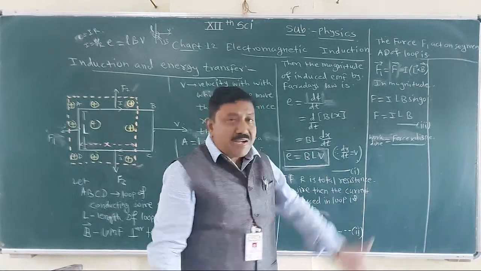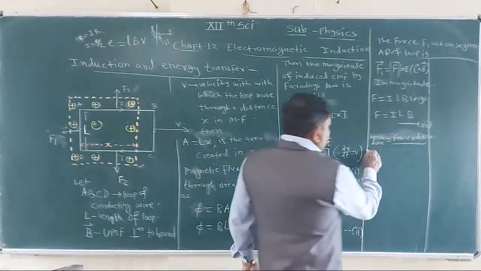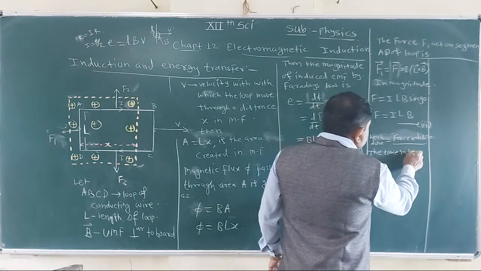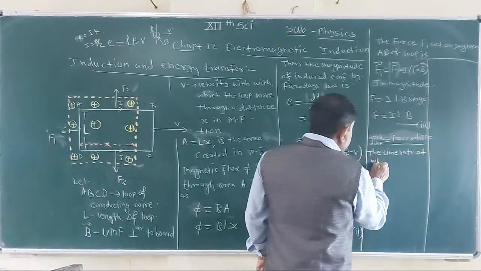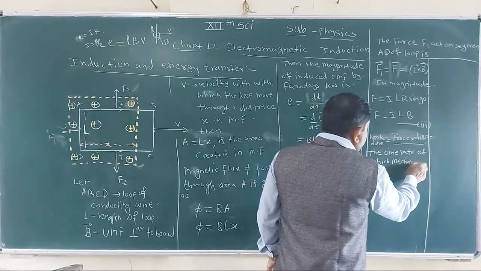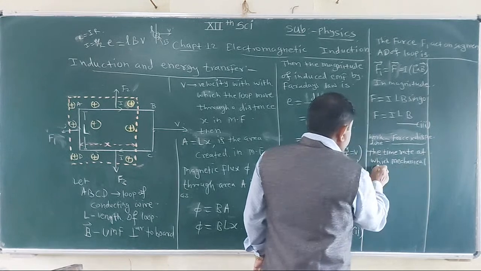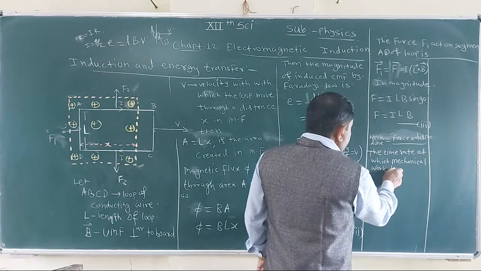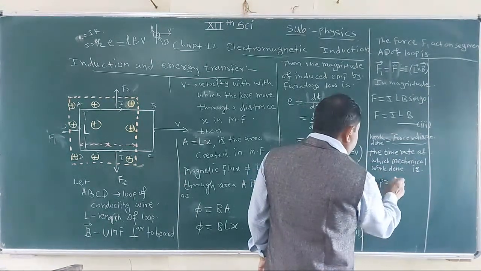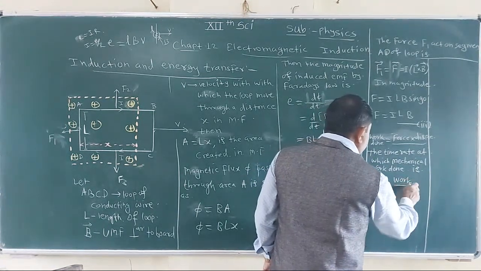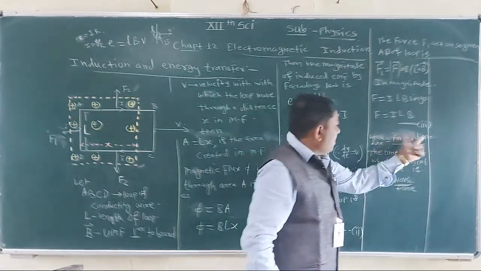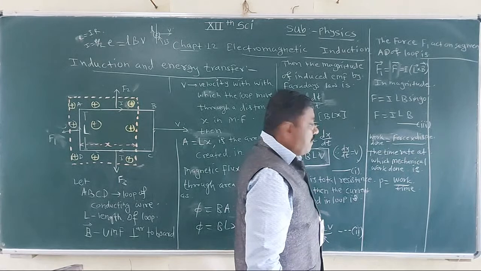So the time rate at which mechanical work is done is the power. That is, power is equal to work upon time. Power is equal to work upon time. So what is work? Force into displacement divided by time.